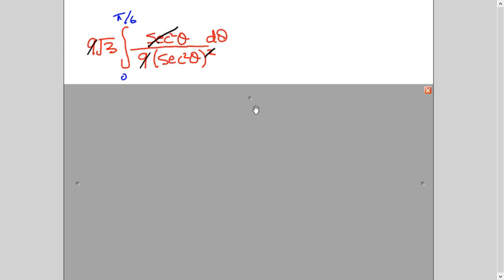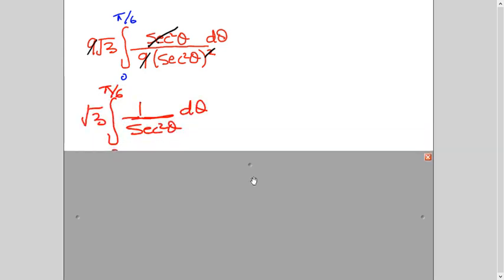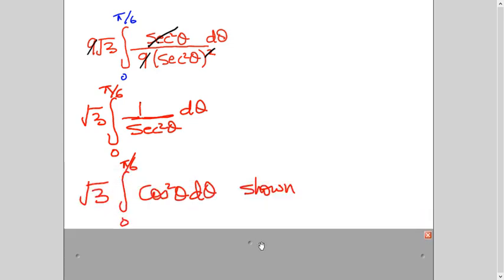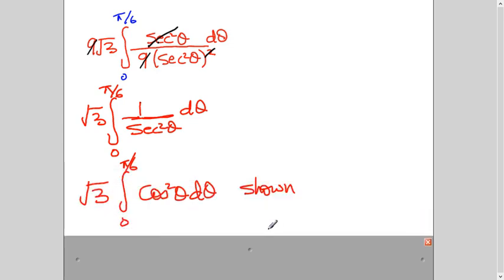what? 1 over sec square theta, right? And what is 1 over sec square theta? Do you remember? Yes, it is cos square theta. And this is what you had to prove or show in part 1. So part 2 was showing, now integrate this.